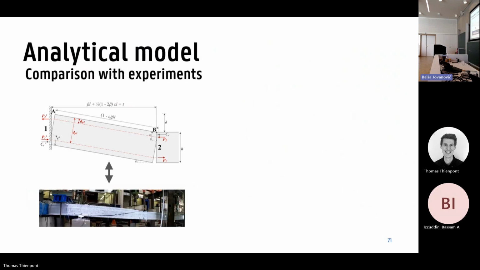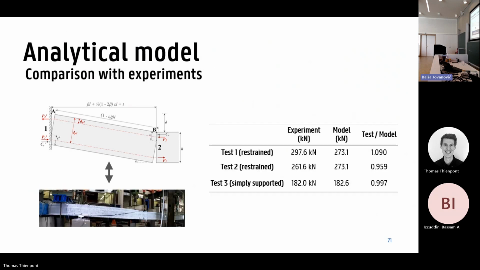Also, comparing the results against the experiments, we get an overall very nice correlation. So in the first column, we have the ultimate capacities that we achieved during the test. The second column are the capacities that we calculate with the model. And in the third column, we basically have the ratio of the two, and the closer to 1, the better. And they're also, all in all, very close to 1. So we were very satisfied with that result.